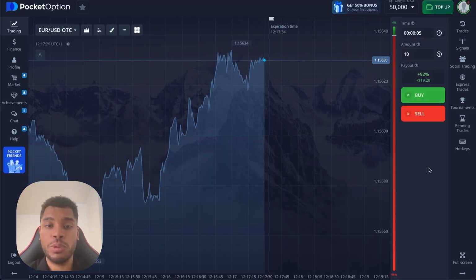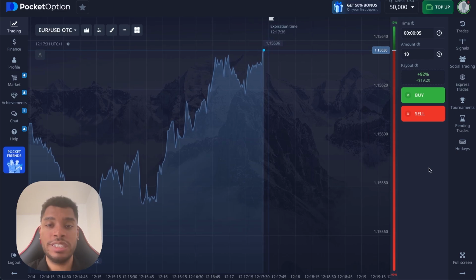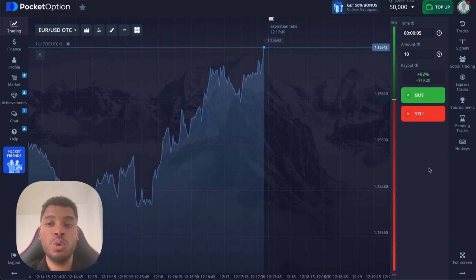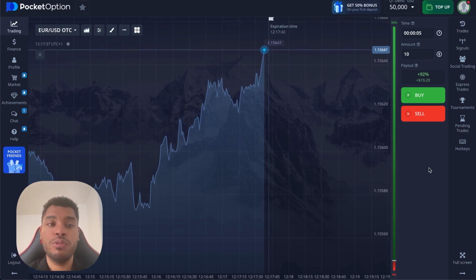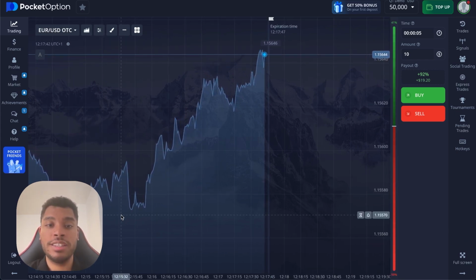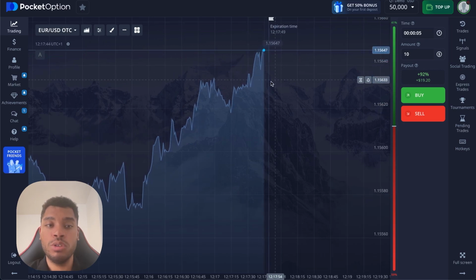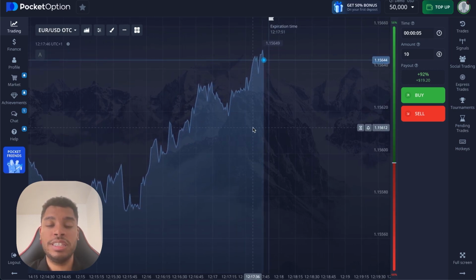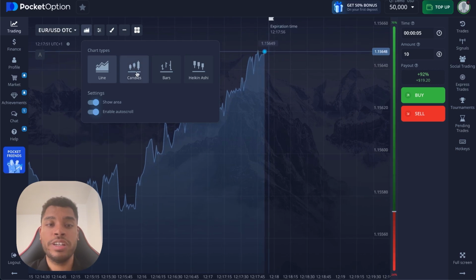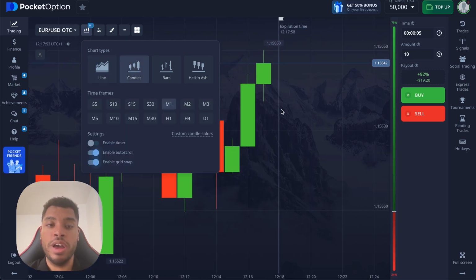I'm inside my Pocket Option account, and don't worry if what you are seeing seems a bit overwhelming, because I'm about to give you a complete tour and explain exactly how everything works inside this platform. So here in the middle, as you can see, we have the charts. Currently it's in line mode, but if for example you prefer to see the candles, you just need to click on this button here where it says chart type, and you can switch it to candles in this way, and this is also my favorite way to look at the charts.